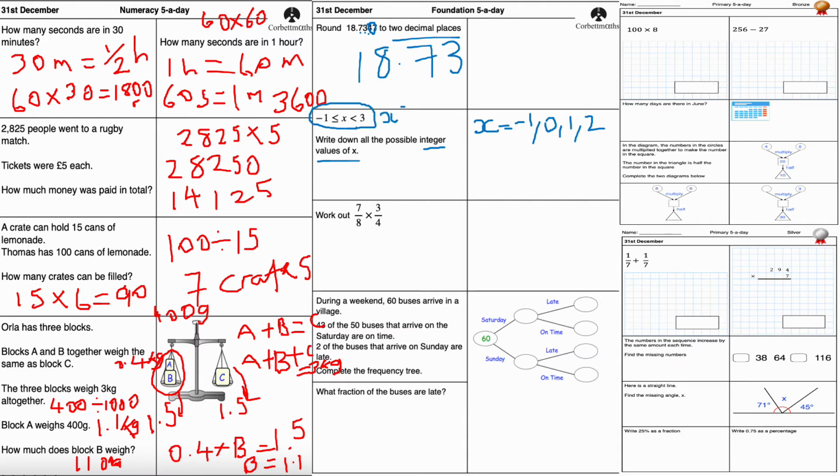So I can write it like this for both inequalities. So x is greater than or equal to -1 and x is less than 3. That one. Okay, next question.